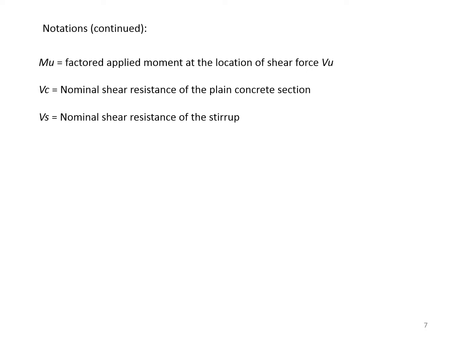M sub U is the factored applied moment at the location of the shear force V sub U. V sub C is the nominal shear resistance of the plain concrete section. V sub S is the nominal shear resistance of the stirrup. V sub N is the nominal shear resistance, which is the summation of V sub S and V sub C. And V sub U is the factored applied shear force.